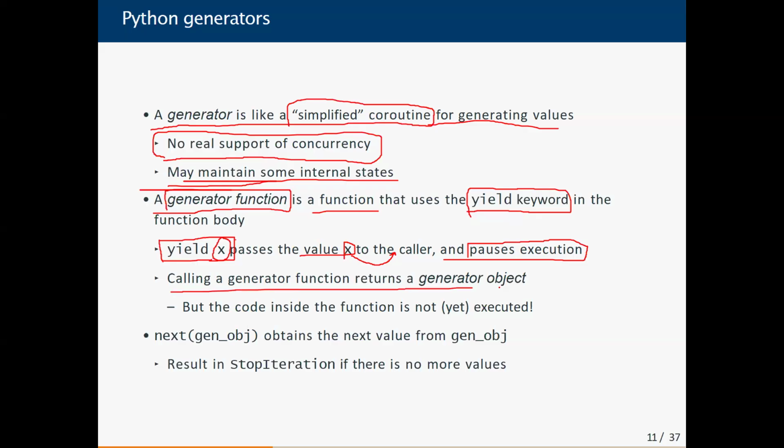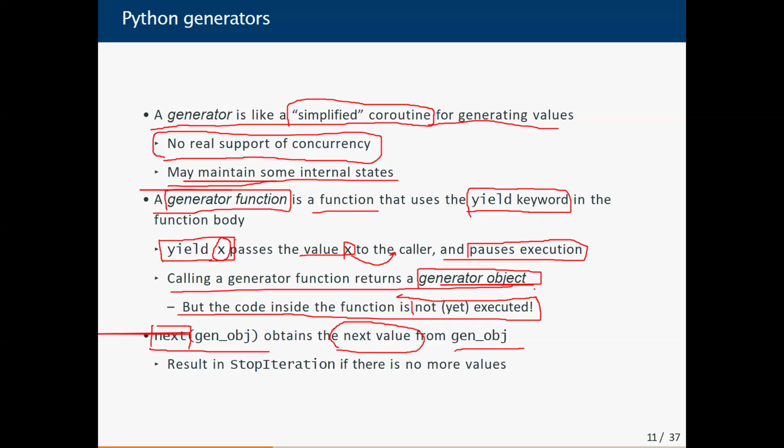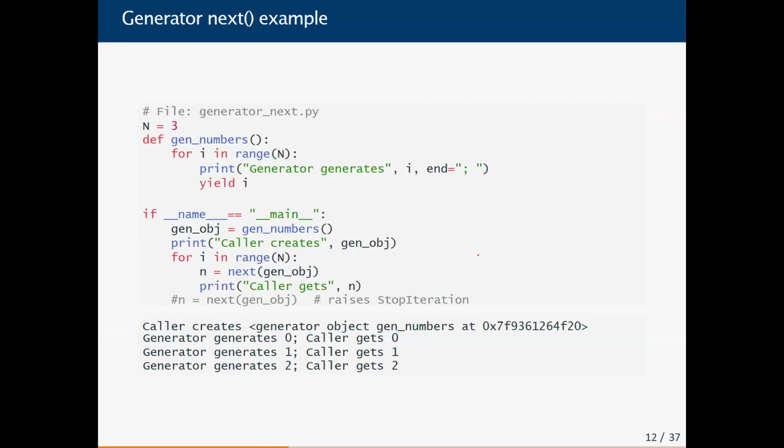When we call a generator function, it returns a generator object. This we'll talk about in the code. And when you call the generator function, actually the code inside the function is not yet executed. So this is an important thing. And then we have a keyword of next in the previous diagram, right? This next will be put in the main program, and every time in the main program you see this keyword next, it will go back to the coroutine and obtain the next value from the generator. Then let's look at some examples.